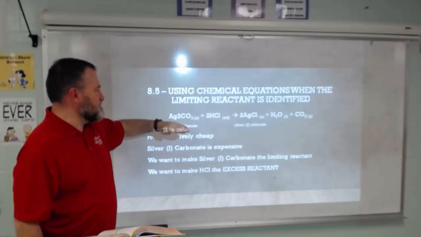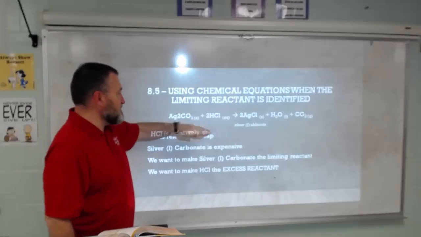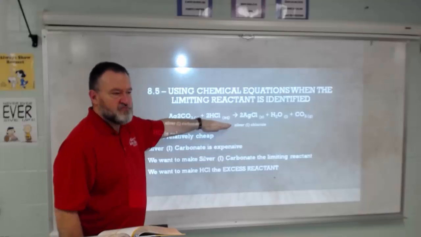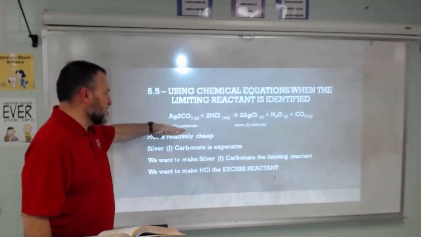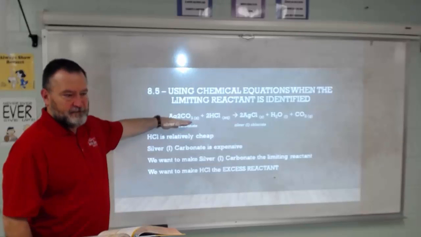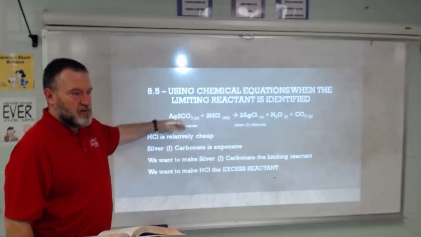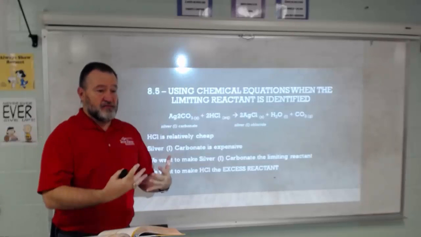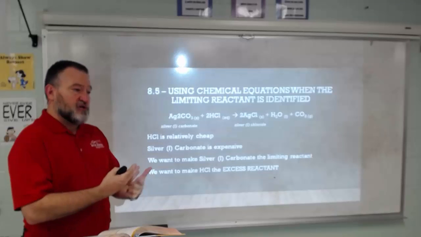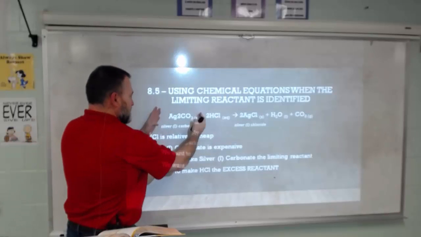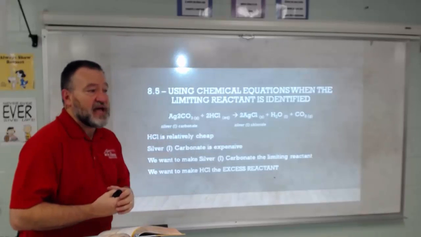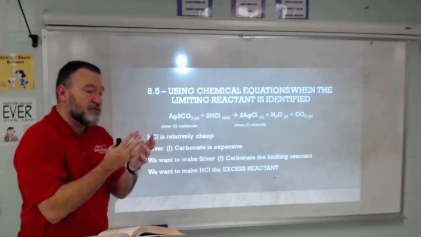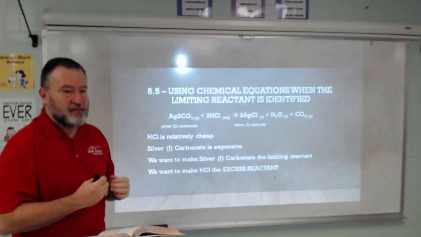So if it stops because I ran out of this, not because I ran out of this, because this is cheap. I'm going to flood the environment with as much of this stuff as I can to make sure I get every atom of this stuff. Okay? So the limiting reactant is the one you want to intentionally run out of. And when you run out of it, the reaction stops. In this case, we want this silver 1 carbonate to be the limiting reactant. We want to use up every single molecule of that because we want every single atom of silver we can get.